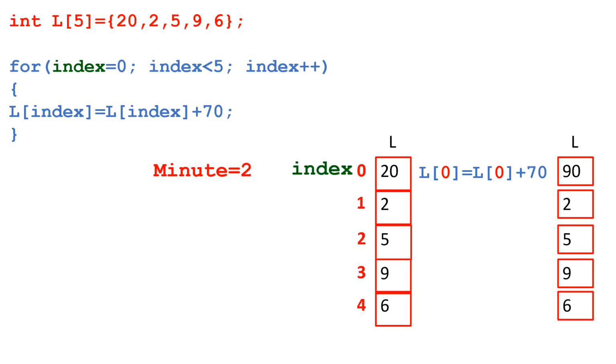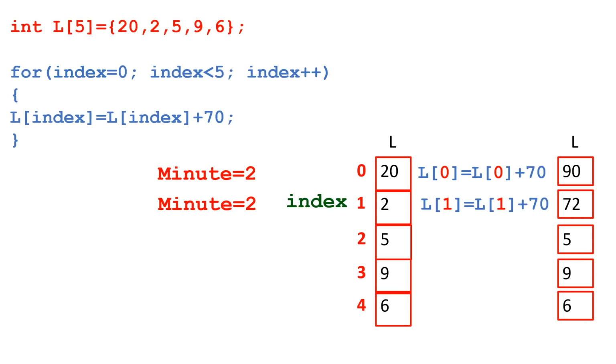Suppose this statement takes 2 minutes for its execution. When the loop comes to the 0th index, this statement will add 70 to 20, and when the index comes to 1, it will add 70 to the second value.